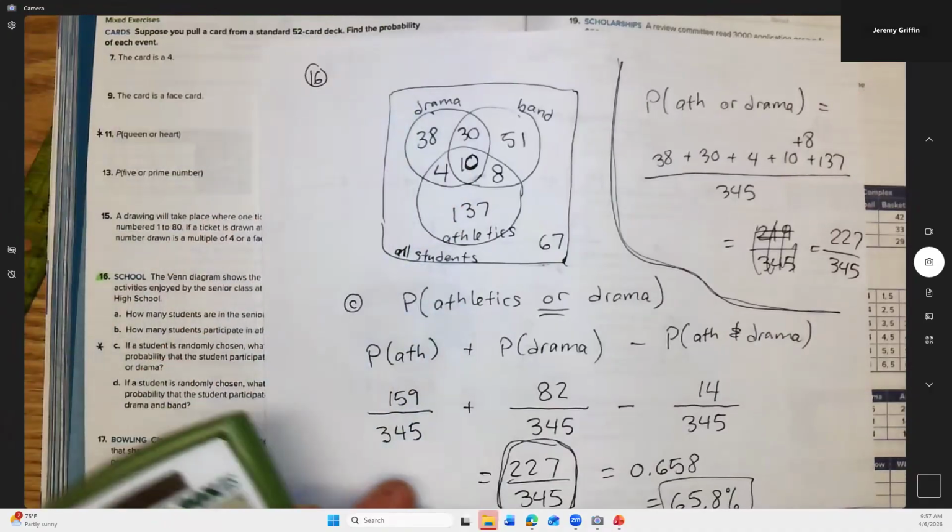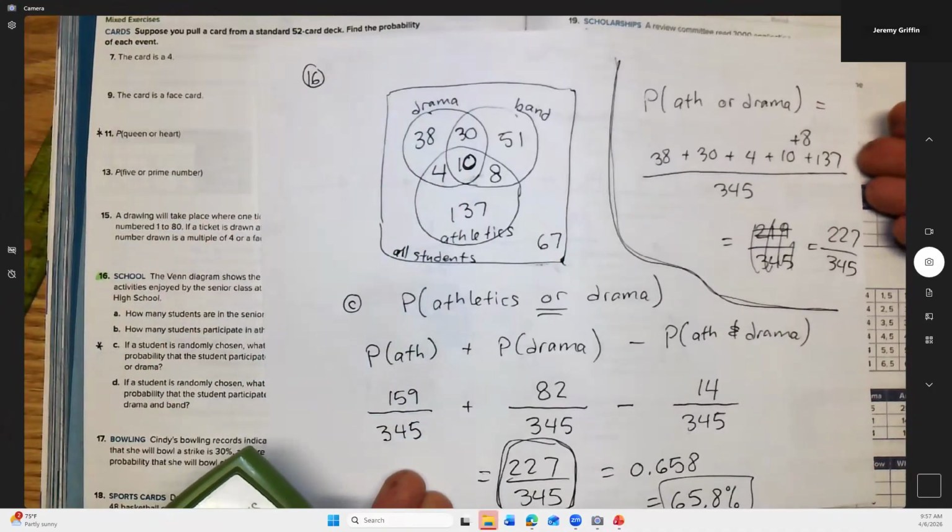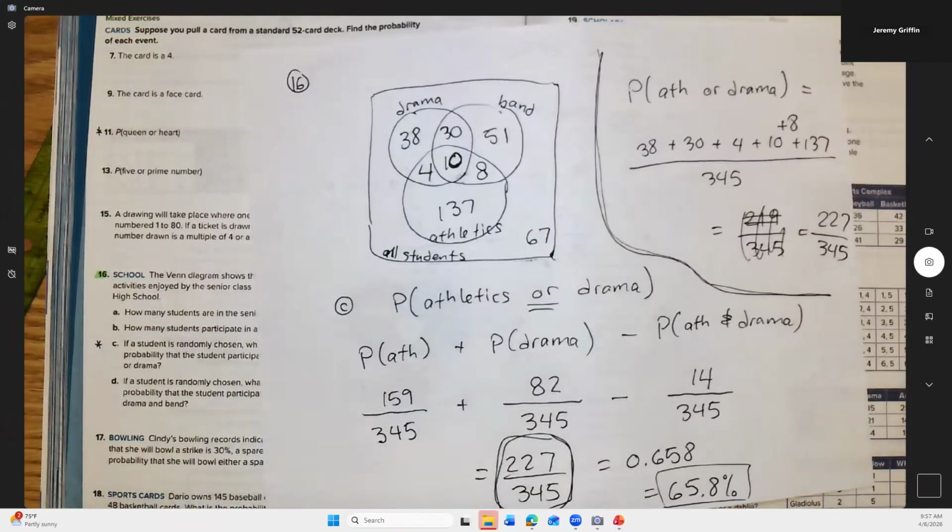Okay. All right, so there you go. There's 2 different ways of doing it, and we got the same answer. All right, that working out? 2 different ways, same answer. Is that?